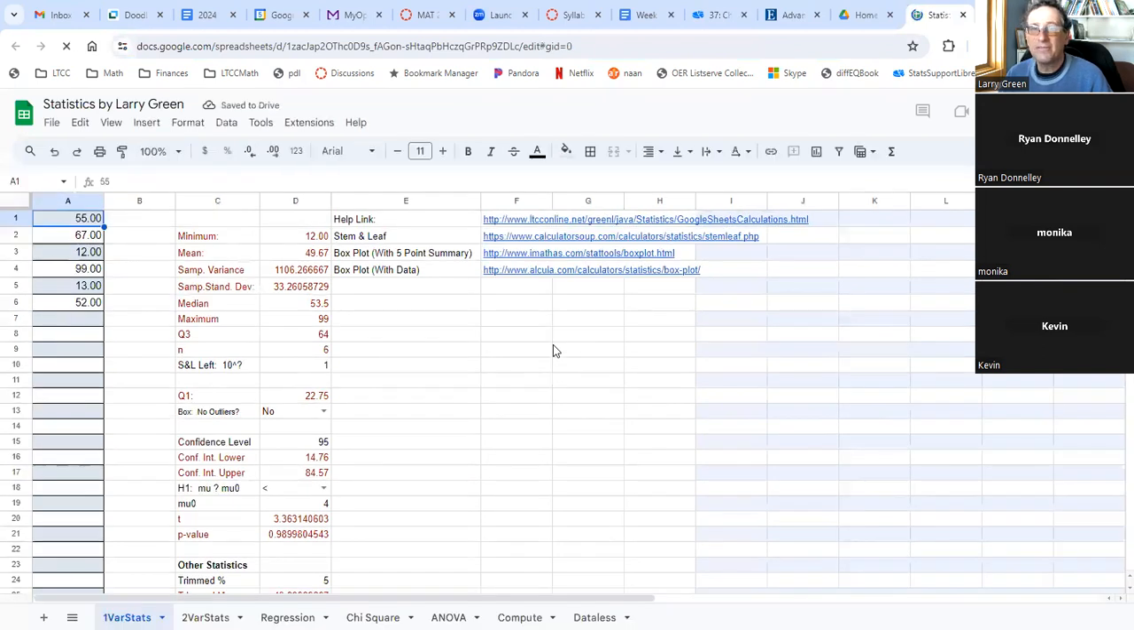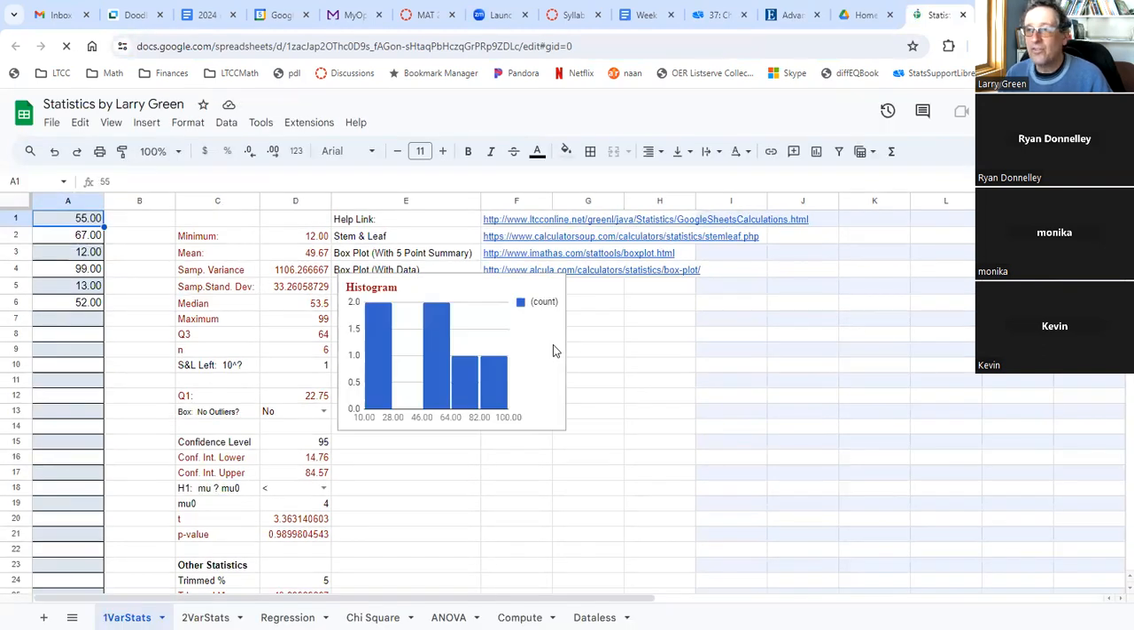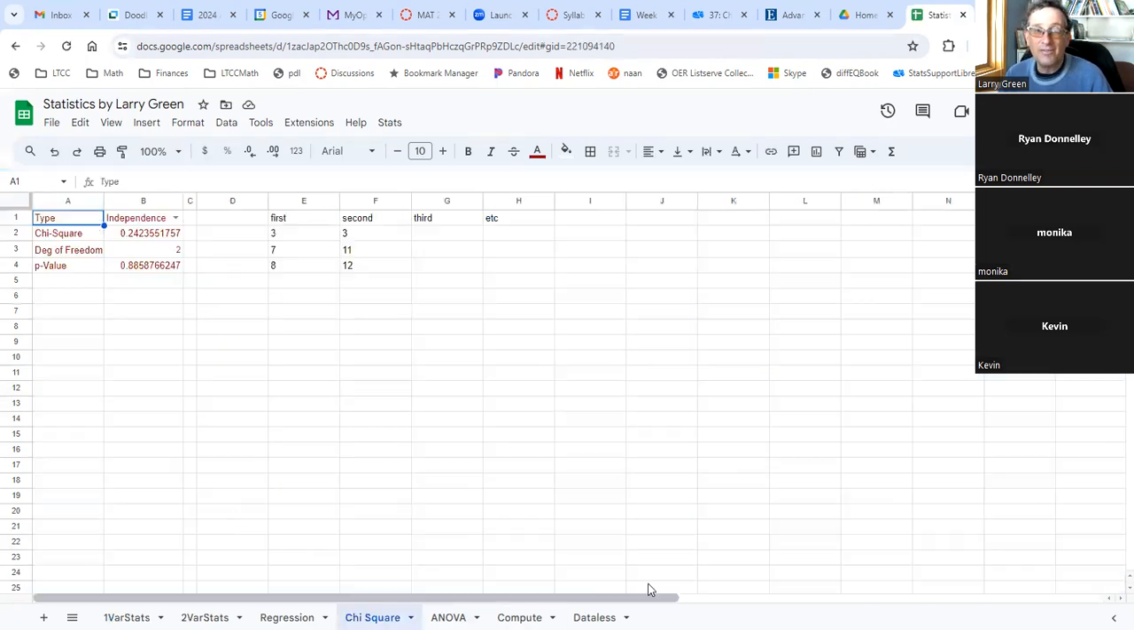Do you remember that one? This is what you use for project 1, and project 2 you're going to use also. And then you'll notice there is a chi-squared. And it has first, second, third, etc. A, B, C, D, F, G, H, it just keeps going. And you can go all the way down to... That's how spreadsheets work. Okay.